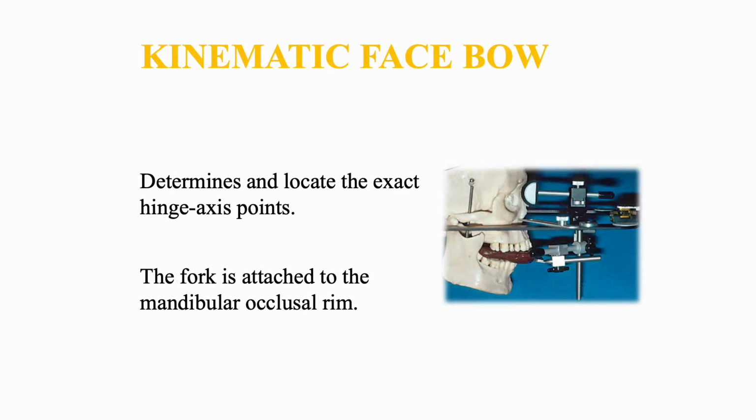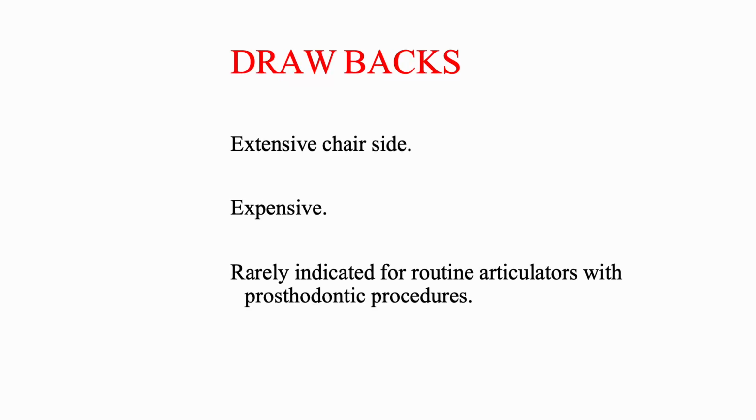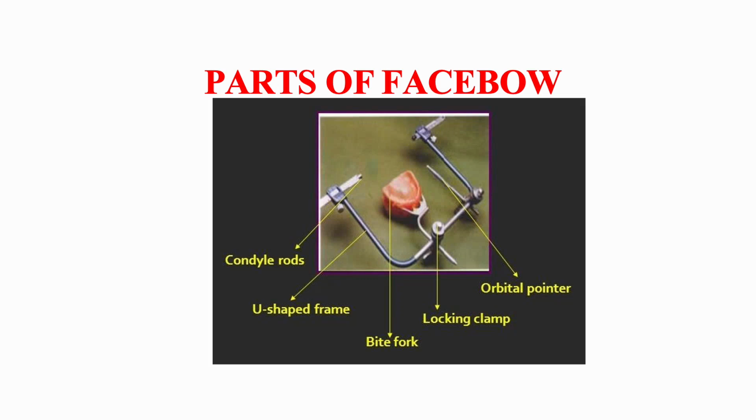Coming on to the kinematic face bow, this determines and locates the exact hinge axis points. The fork is attached to the mandibular occlusal rim instead of the maxilla, and this type of face bow is indicated when precise occlusal rehabilitation needs to be done, as in full mouth rehabilitation or in fixed dental prosthesis. The drawbacks are that it requires extensive chairside time, the device is expensive, and it is rarely indicated for routine prosthodontic procedures.